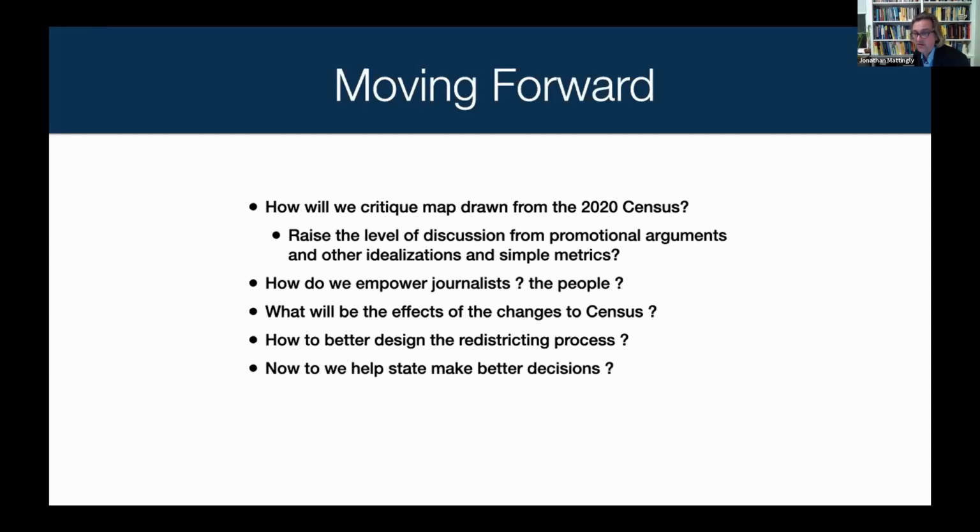That's now coming up. It's not just writing down a bunch of rules. I promise you, every time you write down a bunch of rules, someone will find a way around it. I think we have to develop some procedures where scientists help make things open and transparent so people can see what's going on. And last, how do we help states make better decisions?